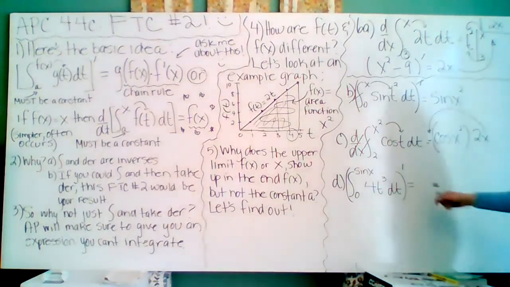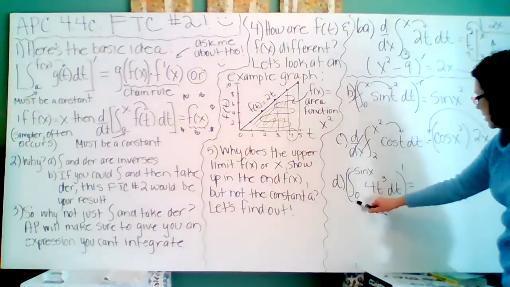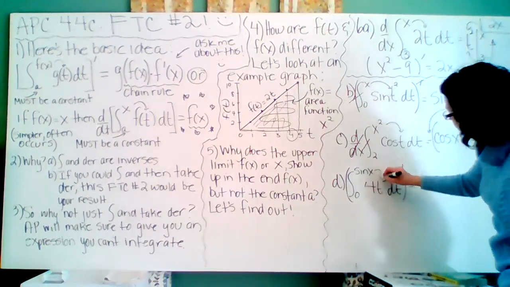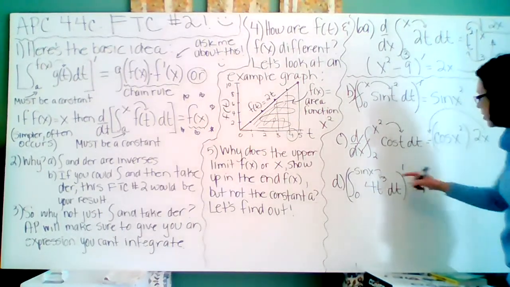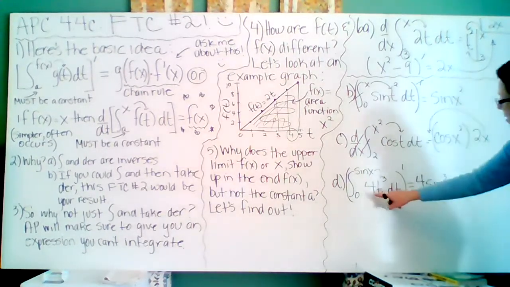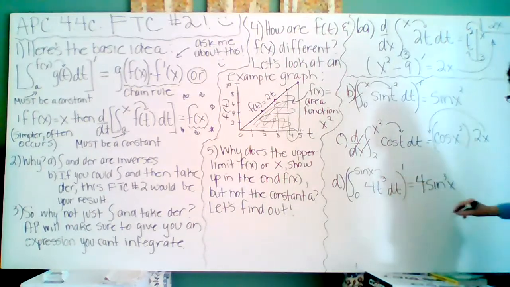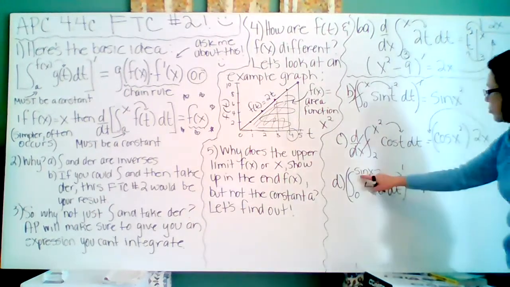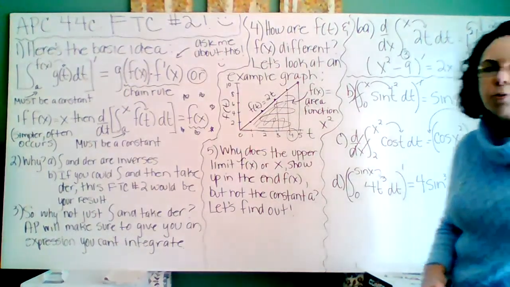Okay, last one here. Integral, derivative, lower limit is a constant. I will be left with the function with the upper limit inside of it. So 4t will be 4 sine cubed x, times the derivative of the upper limit, cosine of x. You will not forget this. Other people will.